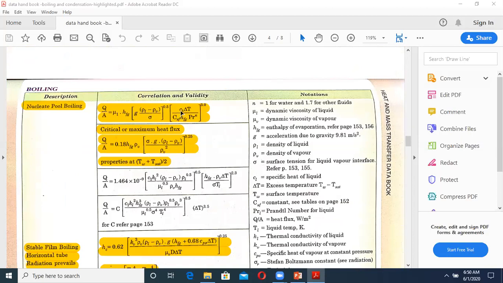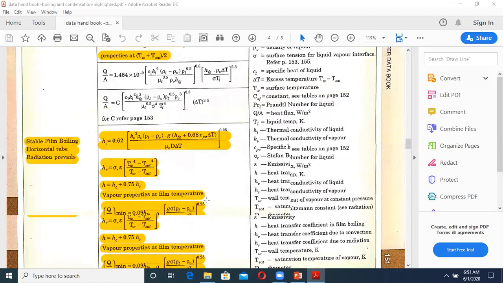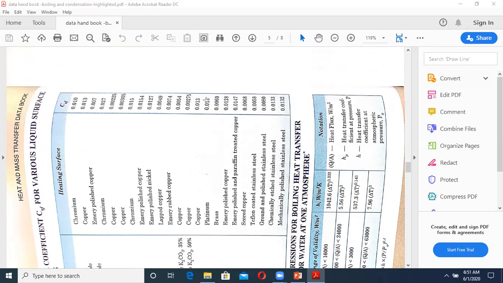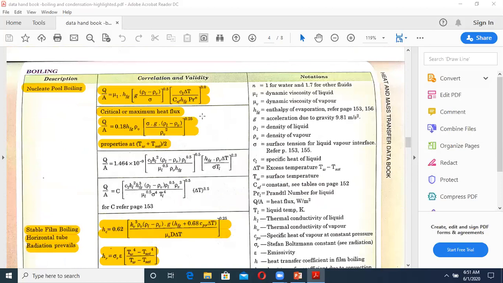CL is nothing but the specific heat of the liquid. Then delta T we do not know. In this problem, we need to find the delta T, so keep the delta T as it is. Then the CSF value is a constant. So go here, you find the CSF value. What is the combination here? Water in a copper pan. So go to the water-copper combination and get the value, 0.013, which is the CSF value.